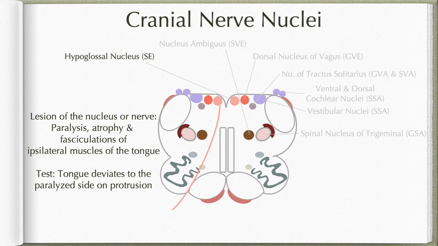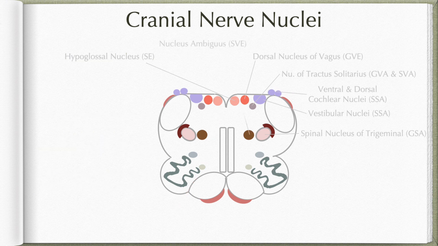So to test this, ask the patient to protrude his tongue. His tongue deviates to the paralyzed side. That is because of the unopposed action from the contralateral genioglossus. Hypoglossal nerve nucleus is also surrounded by multiple small nuclei called perihypoglossal nuclei.